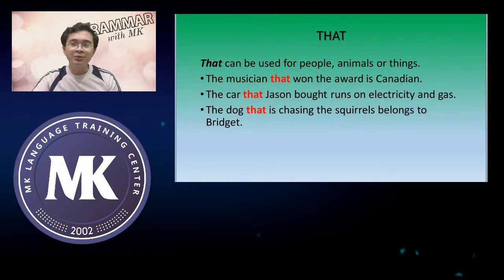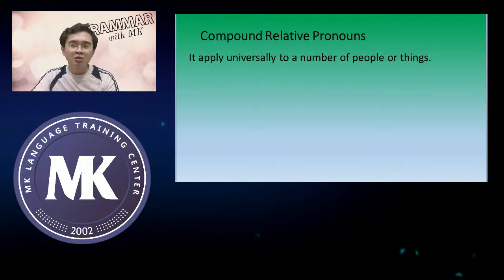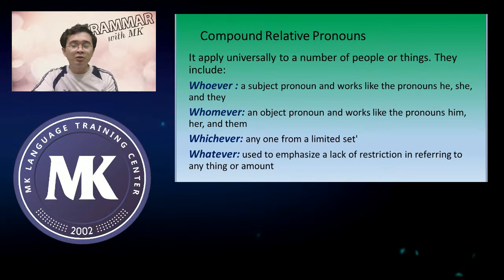But also we have other relative pronouns, and to be honest, I also find it difficult to use these other relative pronouns. Okay? We somehow call them compound relative pronouns. When we say compound, it means like two words sometimes. So commonly we use these, they apply universally to a number of people or things. So we use these for people or things if you want to use compound relative pronouns. And what are these compound relative pronouns? This includes whoever, whomever, whichever, and whatever.